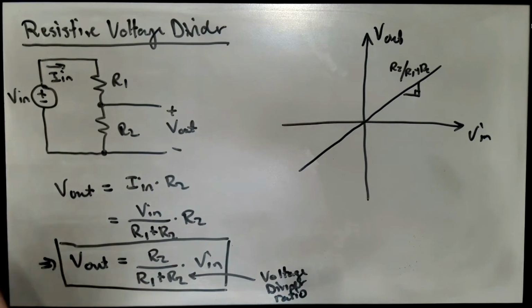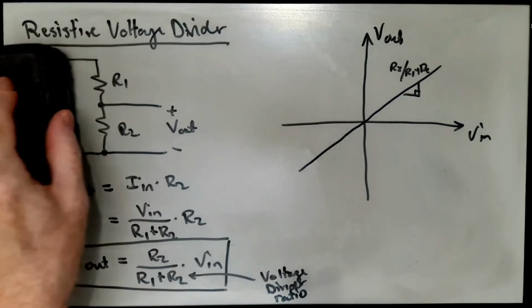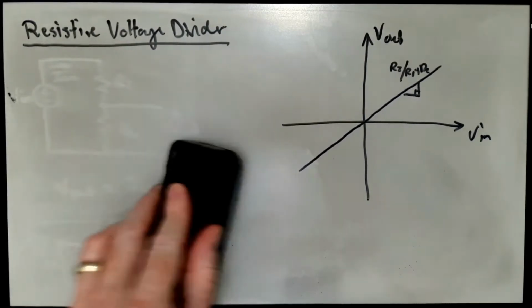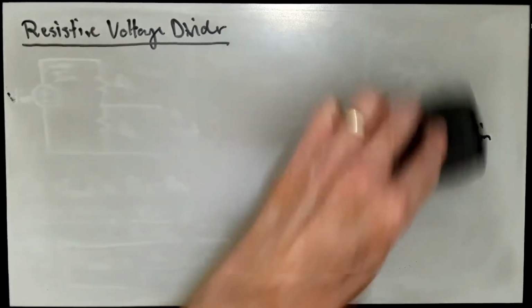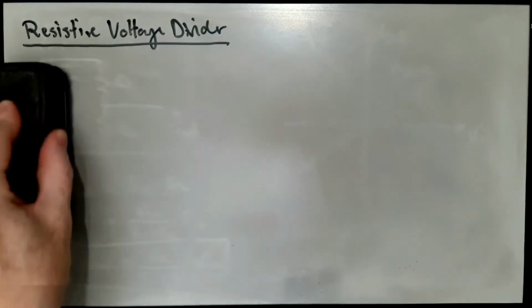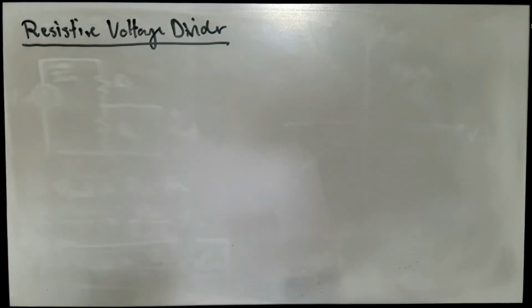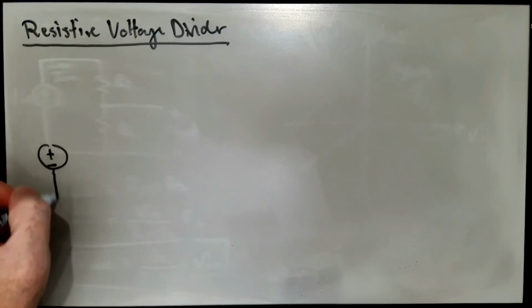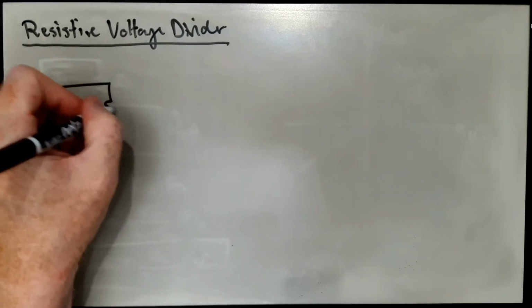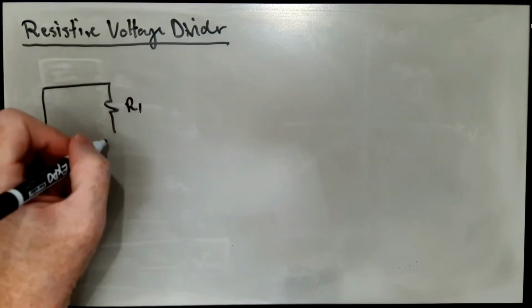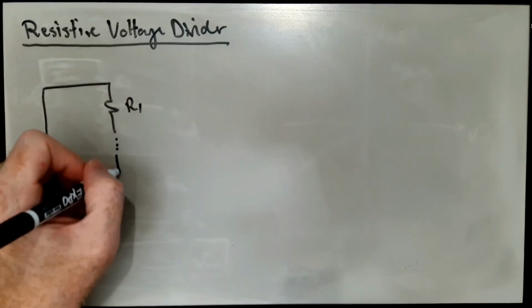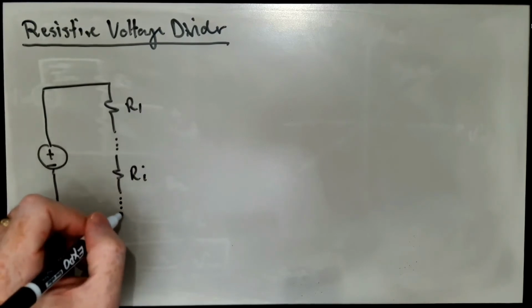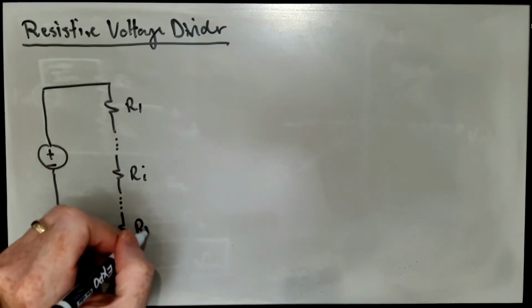Now this generalizes quite nicely to the case of, say, n resistors connected in series. We could say something like R1, Ri, Rn.